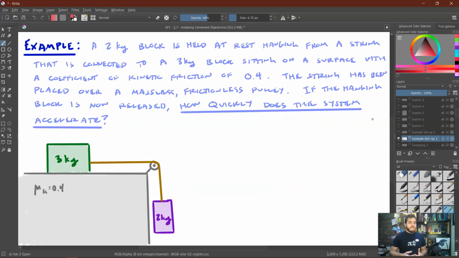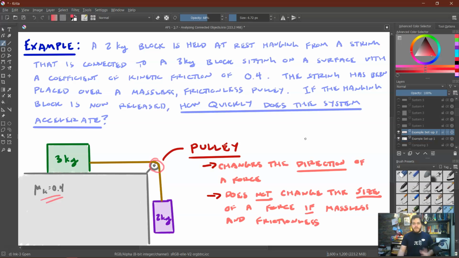So let's look at a new example. We have a 2 kilogram block held at rest, hanging from a string, so that's this block here, that's connected to a 3 kilogram block sitting on a surface with a coefficient of kinetic friction of 0.4. The string has been placed over a massless, frictionless pulley, that is this here. If the hanging block is now released, how quickly does the system accelerate?